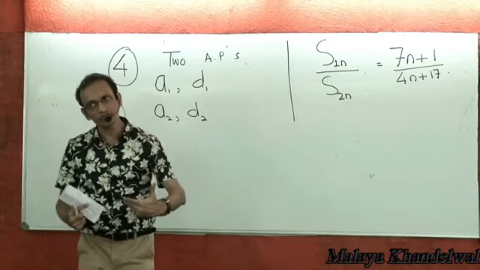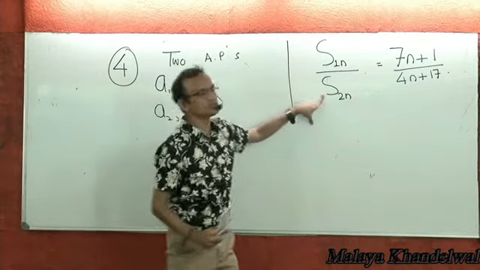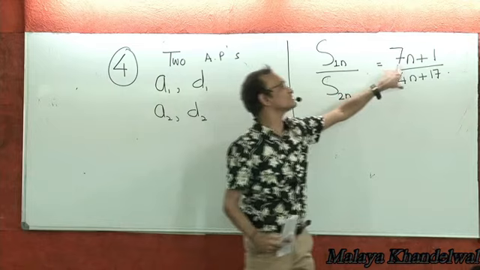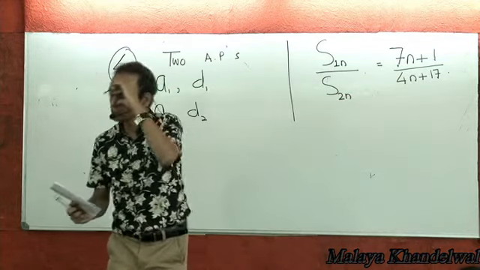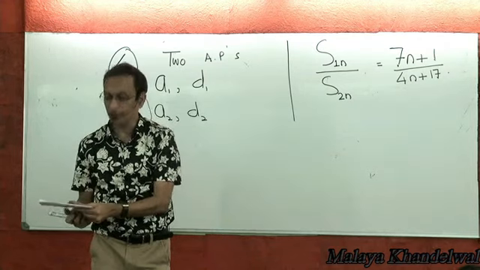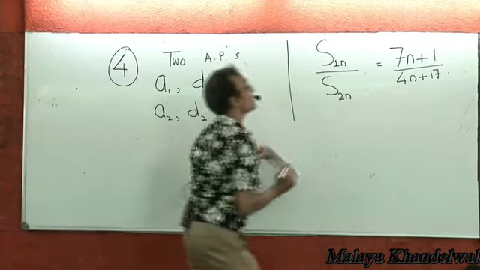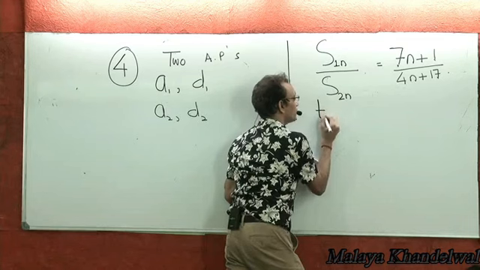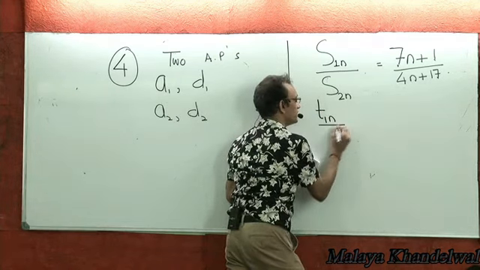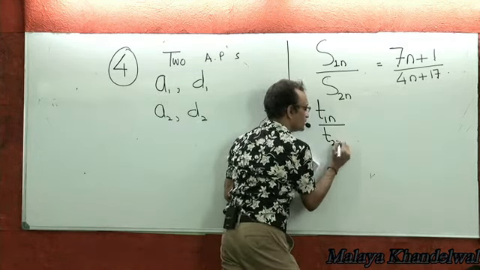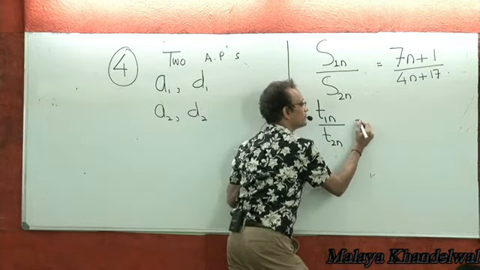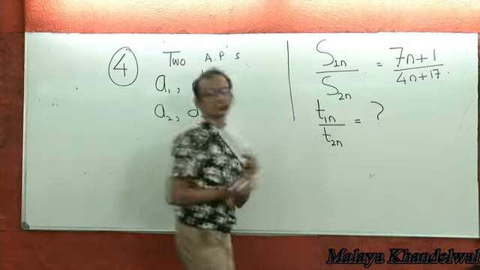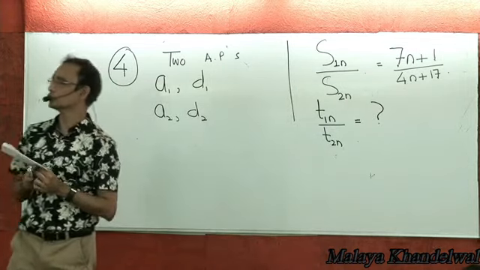Sum of n terms of the first AP divided by sum of n terms of the second AP is given as 7n plus 1 divided by 4n plus 17. Clear? We want to be able to find the ratio of their nth terms. That means we want to find the nth term of the first AP divided by nth term of the second AP. That is what we are seeking to deal with. Yes or no?